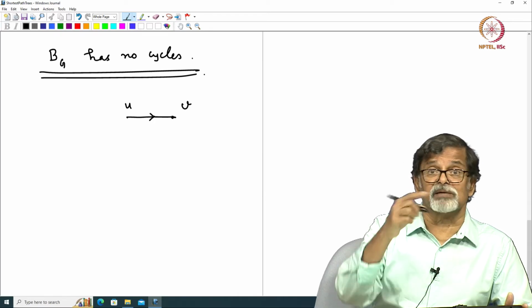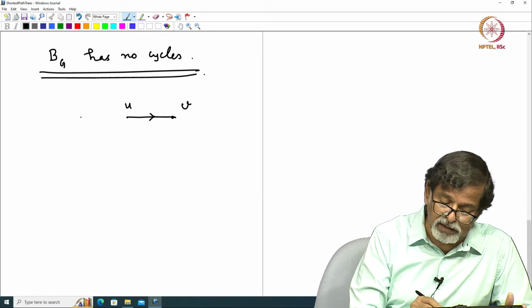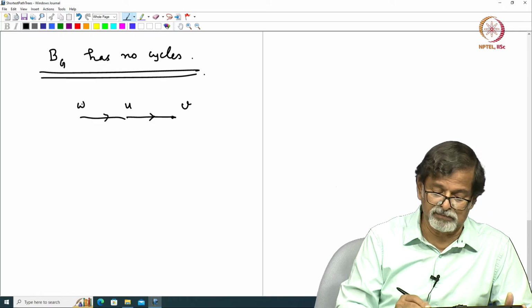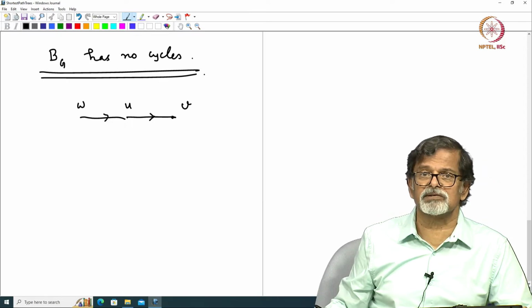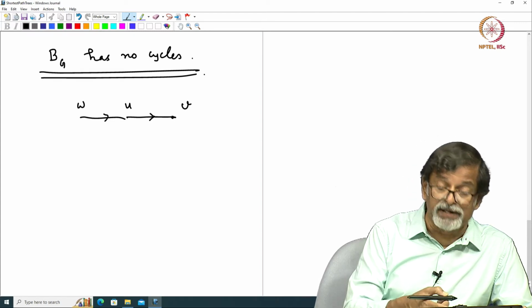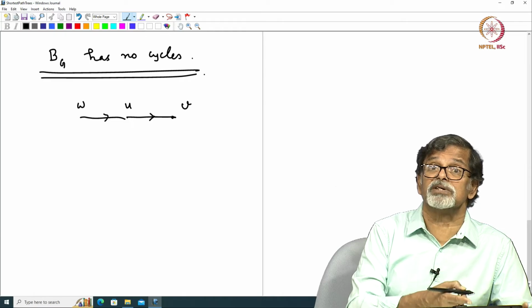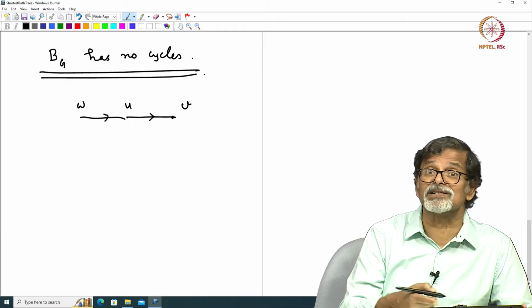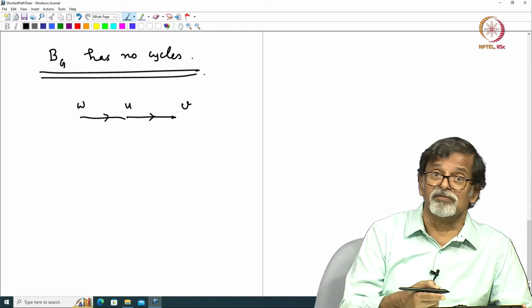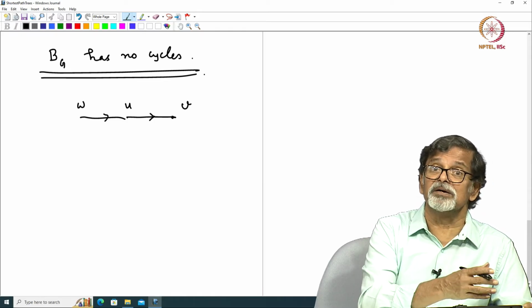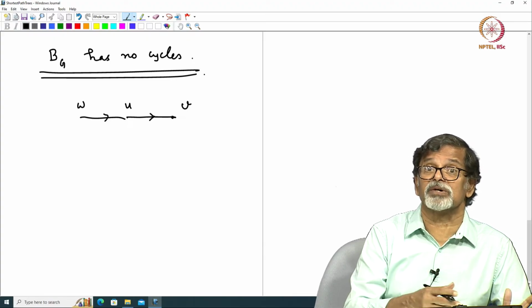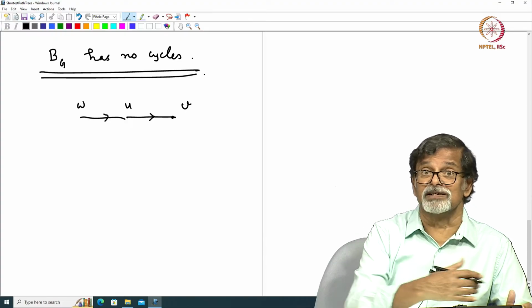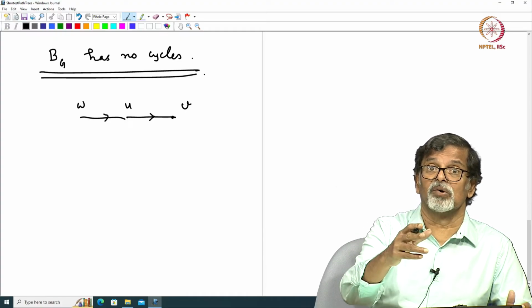For U, there is a Bellman edge ending at U, let that be W. In this way this chain keeps going backwards. Every time you are going to see a new vertex that is not considered already. When you go back, you will keep finding newer and newer vertices. Why? You will never encounter a vertex that you have already visited. If so, it forms a cycle.